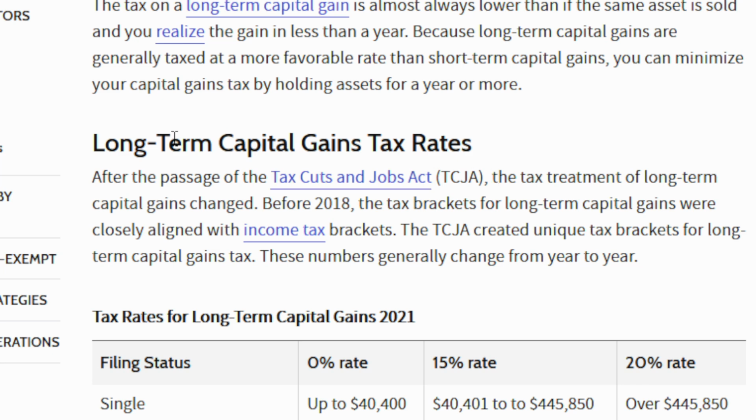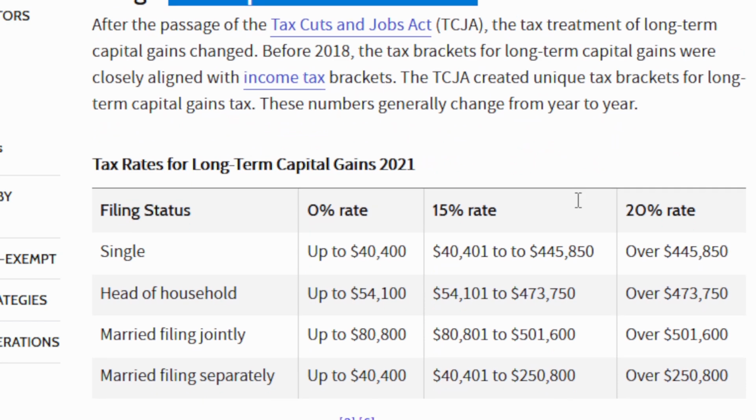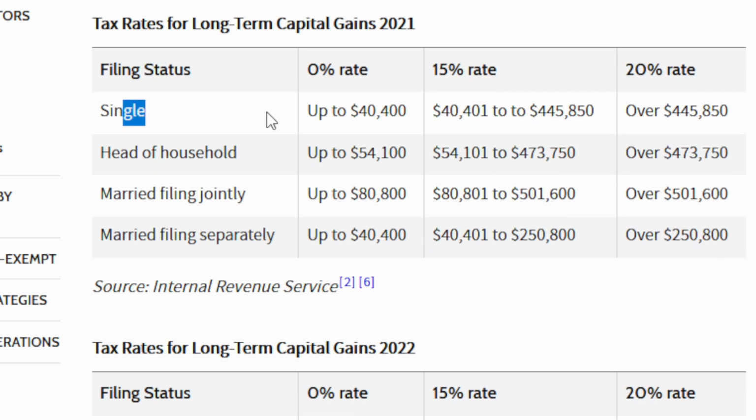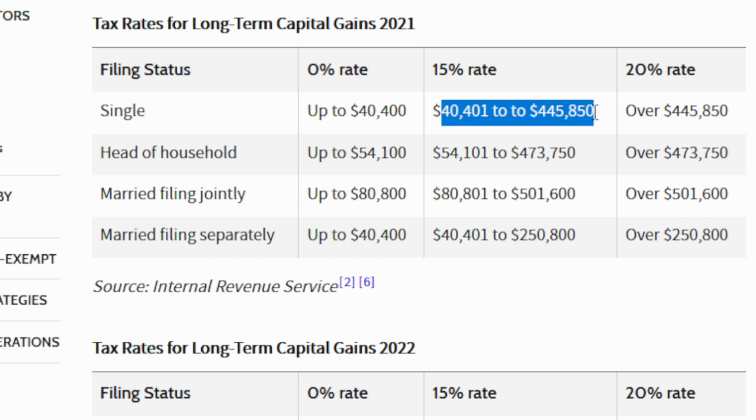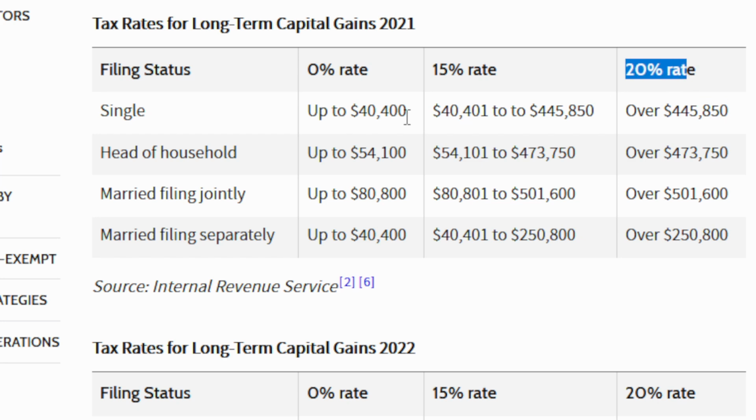For long-term capital gains, the tax rates are as follows. For a single person up to $40,000, it's a 0% tax rate. That's if you don't have any other earned income. But I'm going to use this 15% tax rate because most people fall between the $40,000 and $445,000. And if you make over that, the tax rate is 20%. That's for long-term capital gains in 2021.